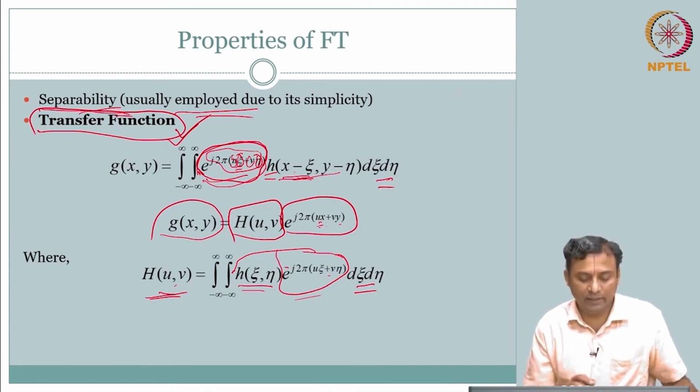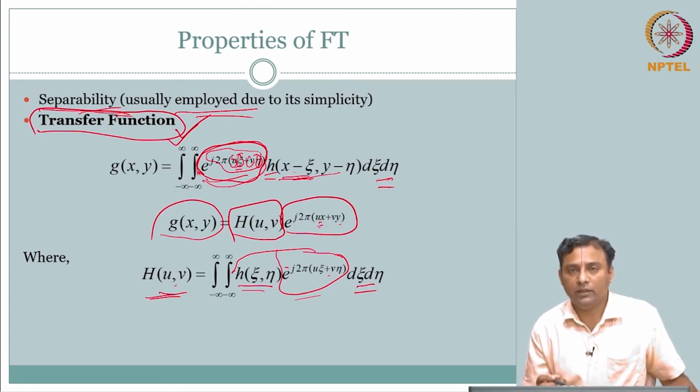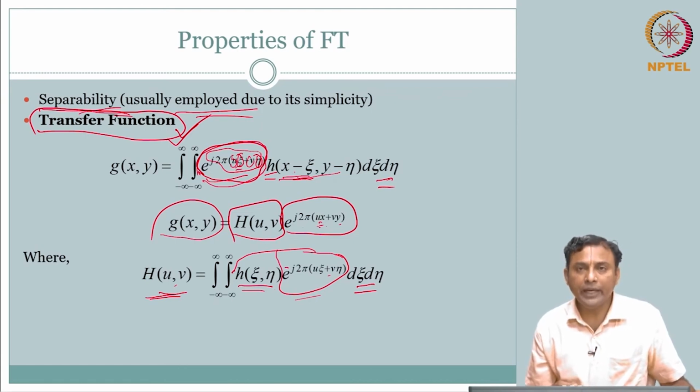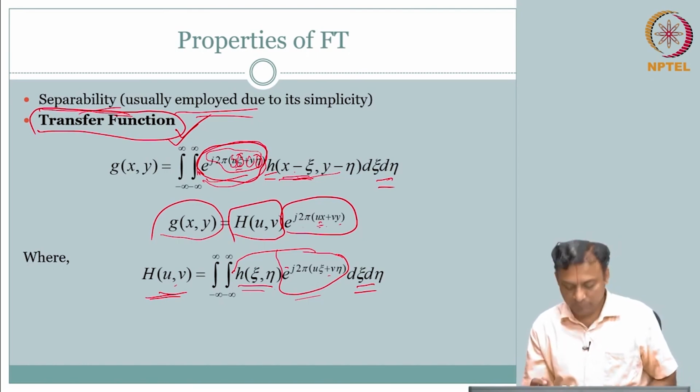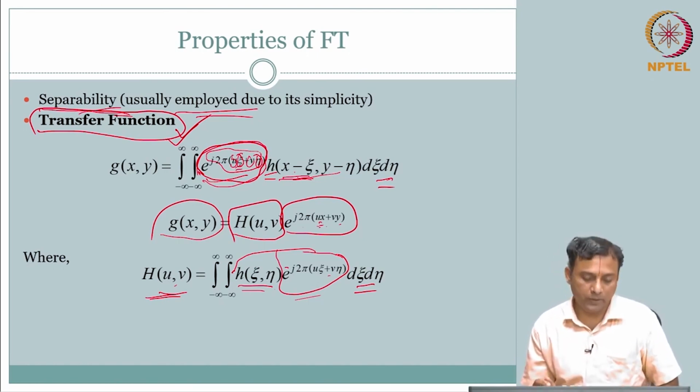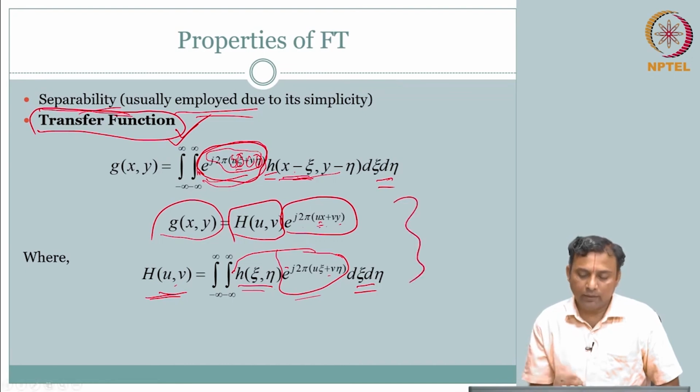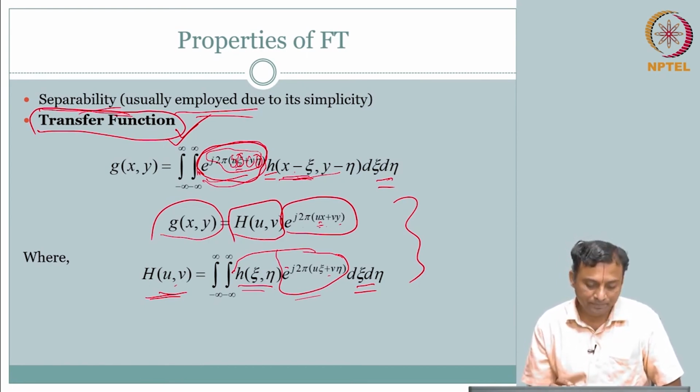So, essentially capital H of u comma v is the frequency response of your impulse function or your system function, which we call the transfer function. Why is that? Because it is transferring the frequency content from input to output. I would let you do this one step in between and convince yourself that you are able to spot the h of u comma v.